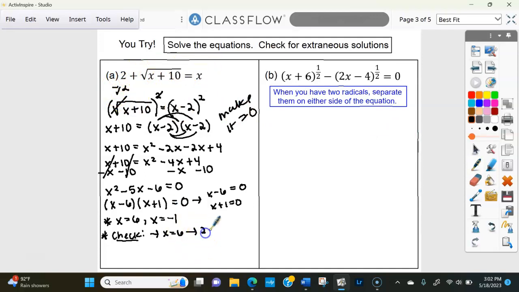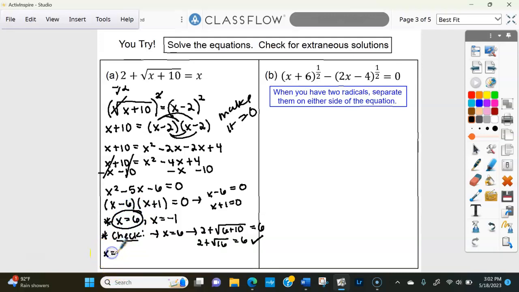So 2 plus the square root of 6 plus 10 equals x, which I'm plugging in 6. So this is 2 plus the square root of 16 equals 6. The square root of 16 is 4, and 2 plus 4 does equal 6. So this is a true statement. So that means that x is equal to 6 is in fact a solution.